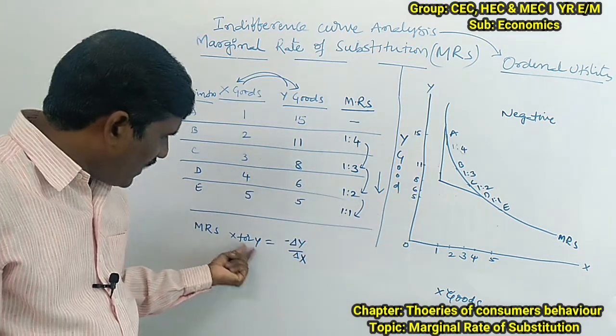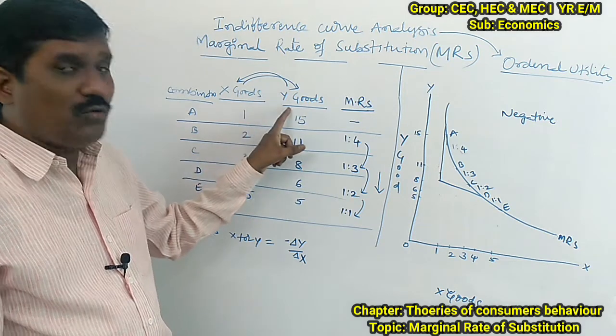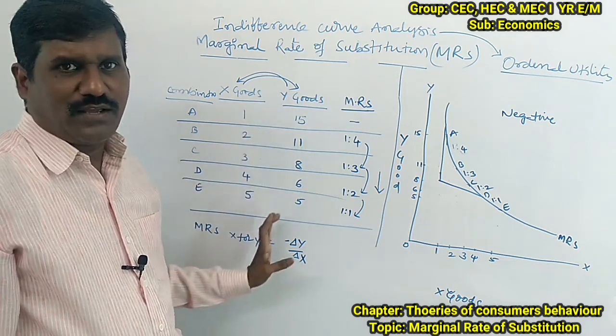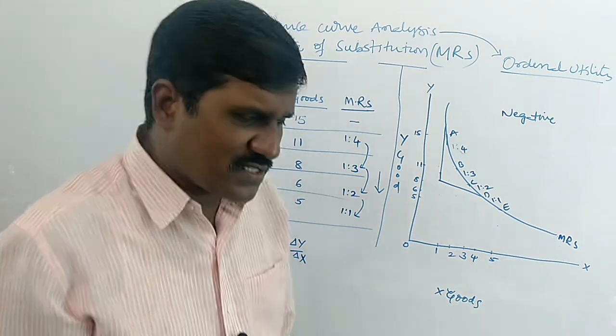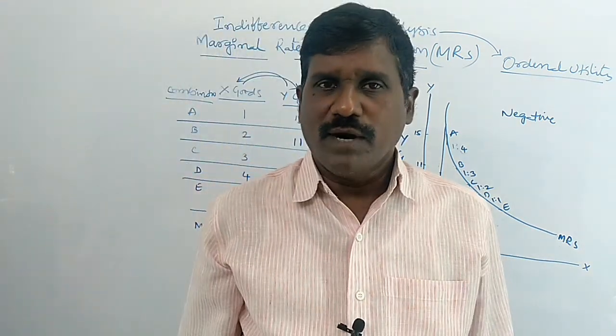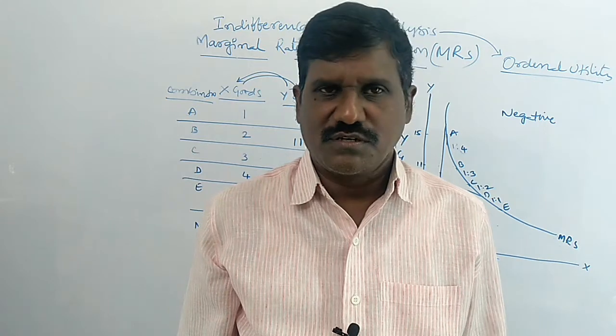Okay, for X, he is giving up and reducing Y. What do we call that reduction? Substitute. Okay students, this is the way of presenting the marginal rate of substitution. Thank you.